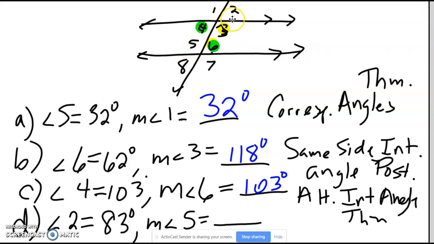Another way to look at this would be that 2 and 4 are vertical, so that means they're equal. And then 4 and 5 are same side interior, so they have to be supplementary. So a lot of different ways we could look at this. Again, 1 and 2 form a linear pair, so they're supplementary. So 1 would be 97. And then 1 and 5 are corresponding, so they're equal. So a whole bunch of ways that we could go from angle 2 to angle 5, and we said it's 97, right? Okay.